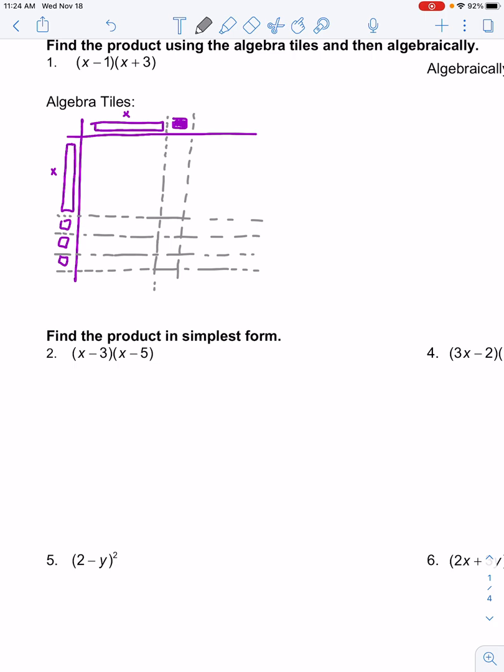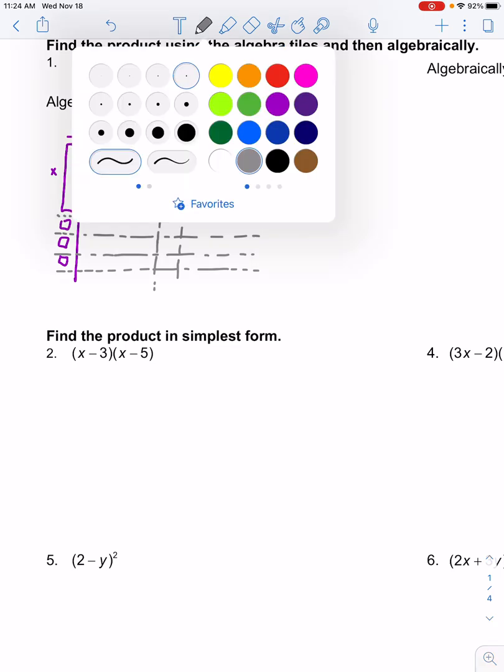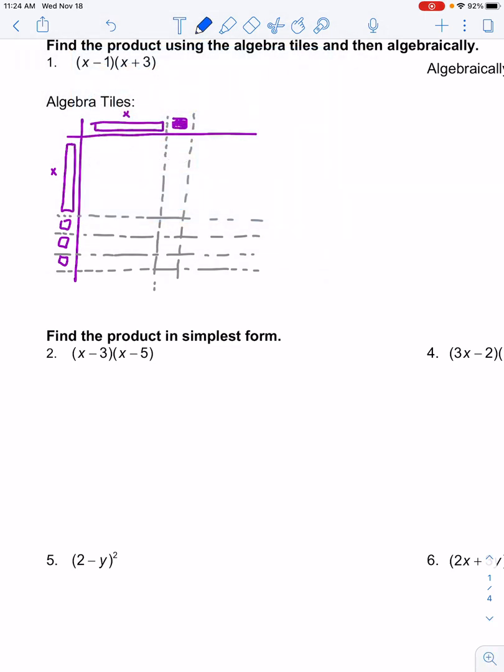When I do that, what I've essentially created is a little grid for me to fill in with more algebra tiles. So I can see, okay, well, this is space for a big x squared. I can see over here, this is space for a bar, which is an x. This is space for an x, space for an x. But now I've got little spaces here for the little boxes, okay?